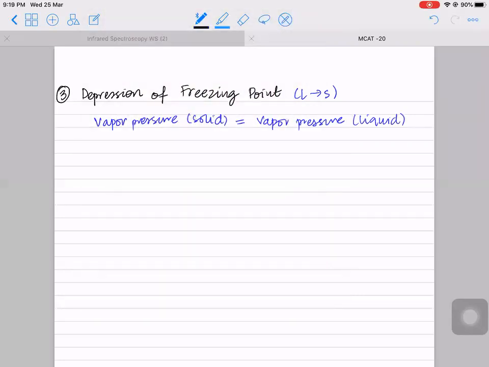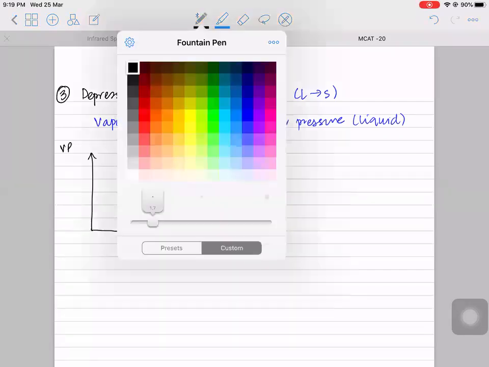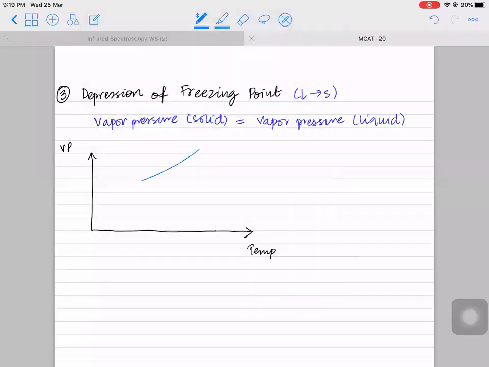Now, let's see the same way that we did the graph for elevation of boiling point, let's see depression of freezing point. Okay, so this right here is your vapor pressure. This right here is your temperature. Now, if you had the pure solvent, let's say it was freezing at this temperature, which is TF naught, the pure solvent freezing at this temperature, right?